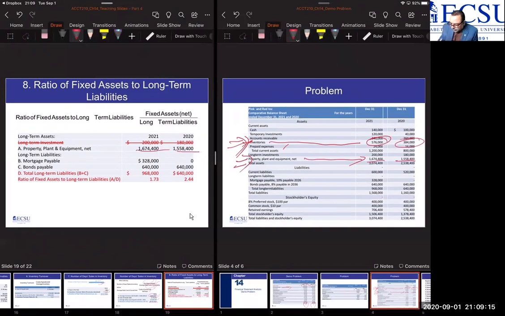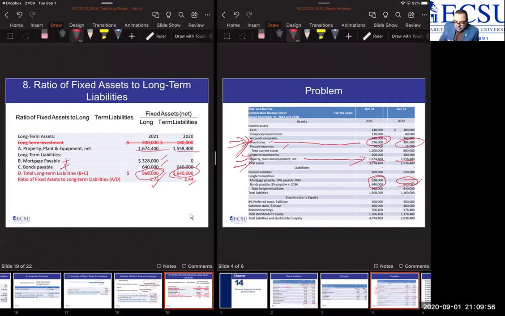And your long-term liabilities were two of them. So that is your mortgage and the bonds payable. So mortgage was nothing in 2020. You borrowed 328,000, that's a mortgage payable. 640,000 was the bonds payable, same amount last year as well. So the long-term liabilities would be, if you add these two, 968,000 and 640,000, and you get a ratio of fixed assets of 1.73 and 2.44. So that would be your ratio of fixed assets.